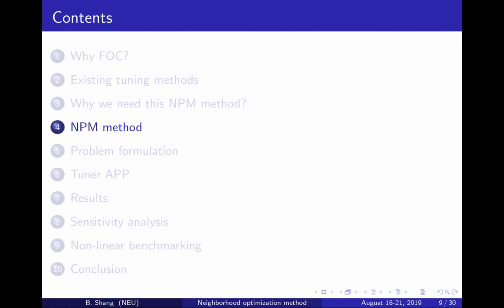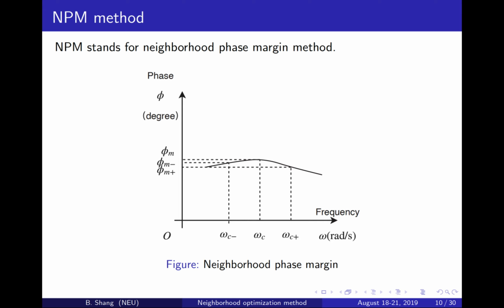So let's see, what is the NPM method? It stands for Neighborhood Phase Margin Method. Let's see this figure. It is the phase plot in a Bode plot, and omega c is the crossover frequency. If you want the control system to be more robust, we want the phase not to change much around the crossover frequency.